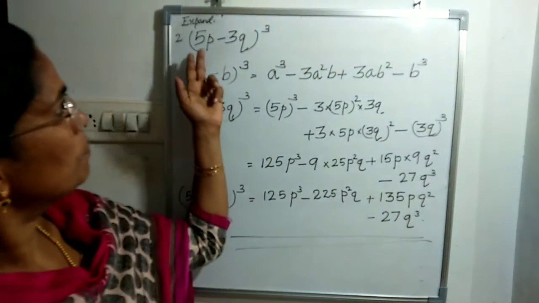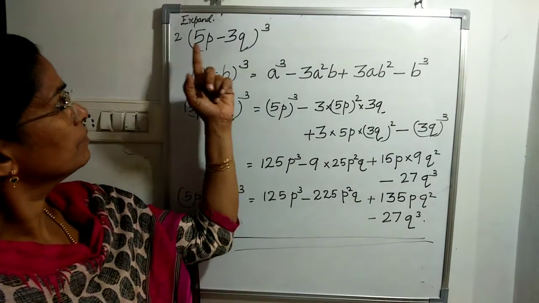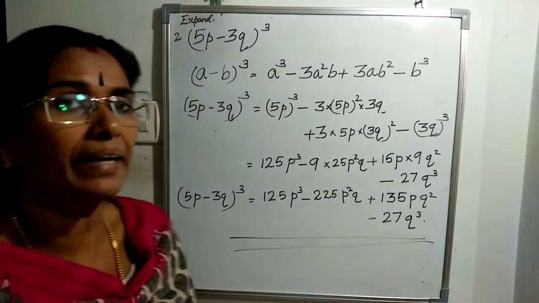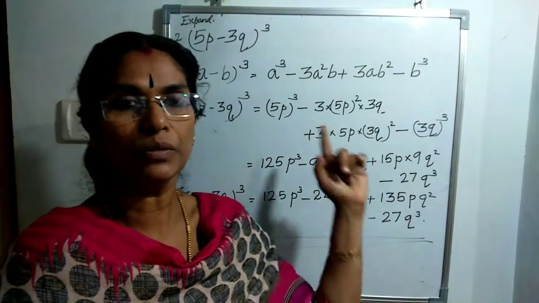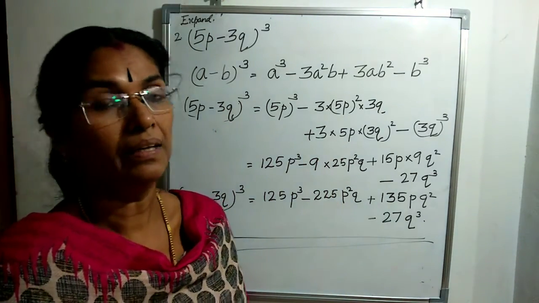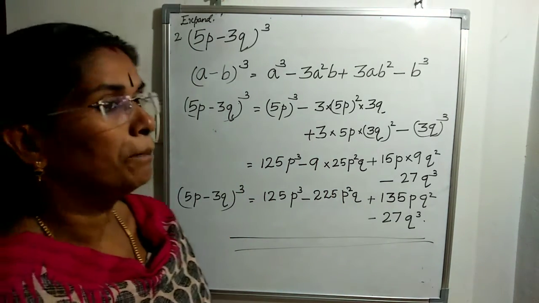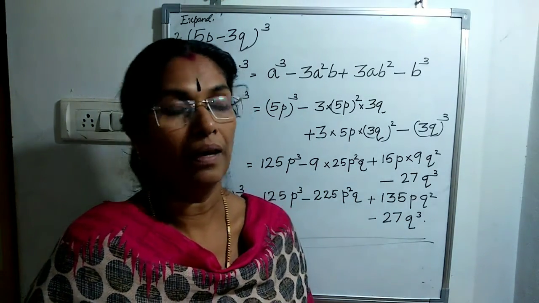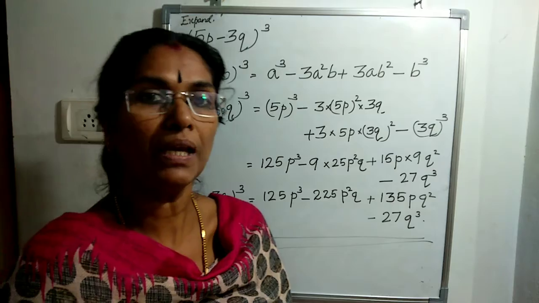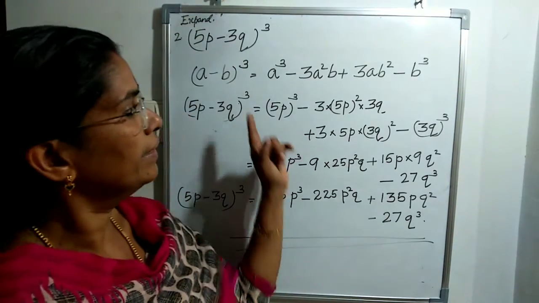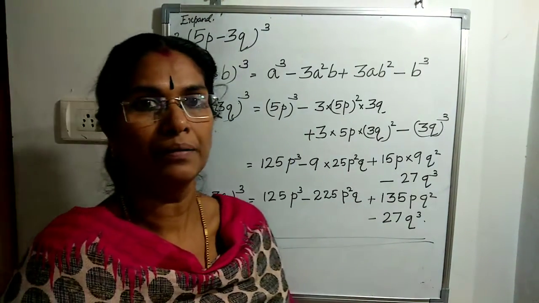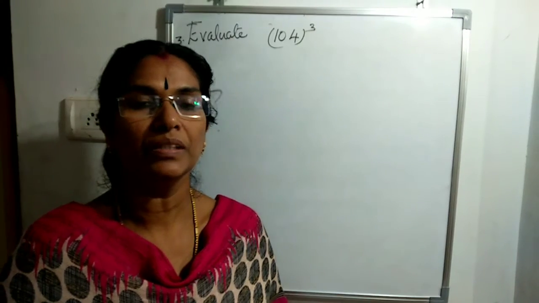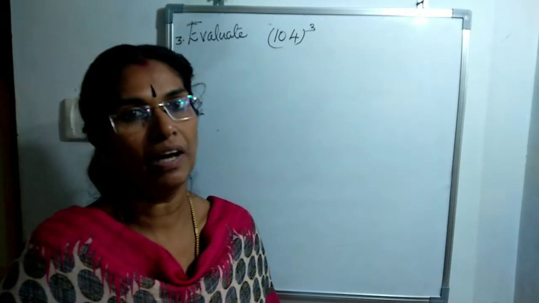So when an expand question comes, you have to check which identity to use. According to the question, we select the identity. Here the question is 5p minus 3q, so it is in the form a minus b and the cube is there. So a minus b whole cube. Write the identity and solve. Now using this identity we can evaluate.